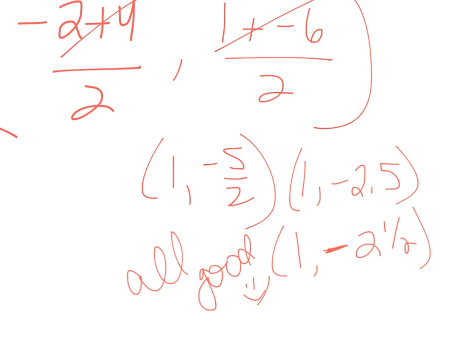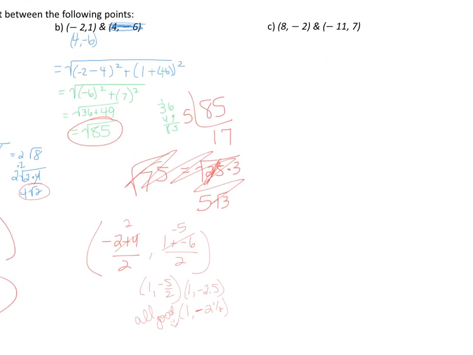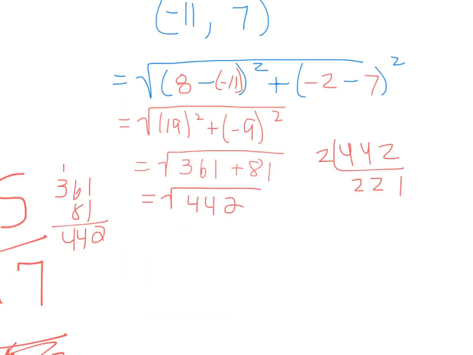Okay, I'm going to stop for a second, and you guys do the third one, then we'll do it together. Okay, here's our distance. You guys, do you agree with me on step number 1? Do I have my x's correct and my y's? Yeah. Okay. 8 minus a negative 11, you guys agree 19? Yes? Yeah. If not, tell me. Negative 2 minus 7, you agree is negative 9? Square them both, I get 361 and 81. And then I come out with 442.